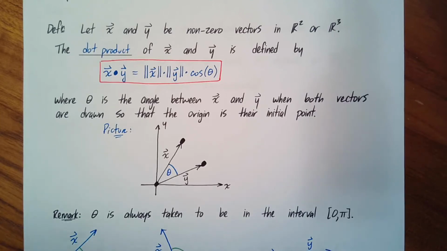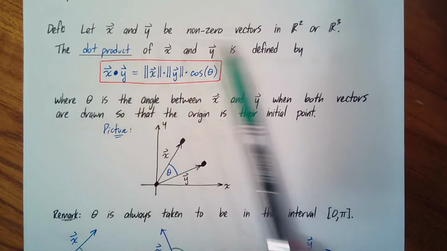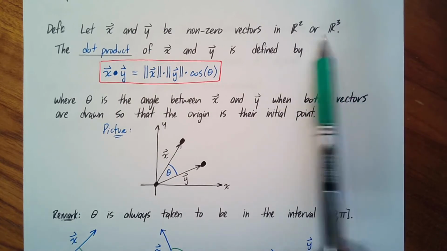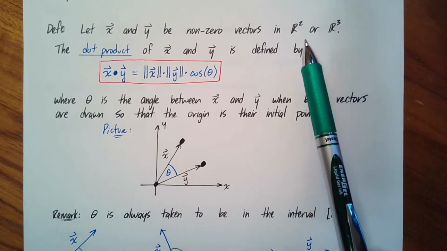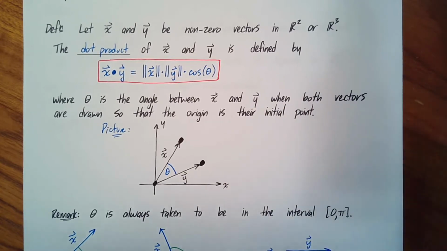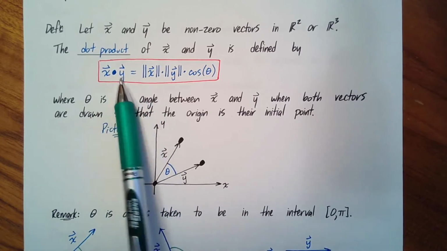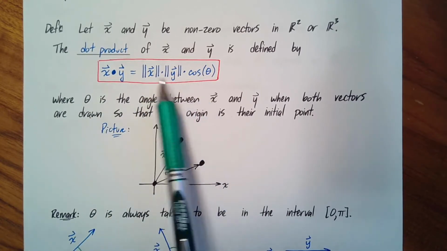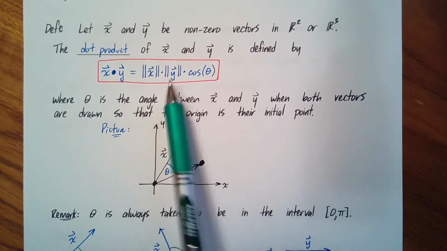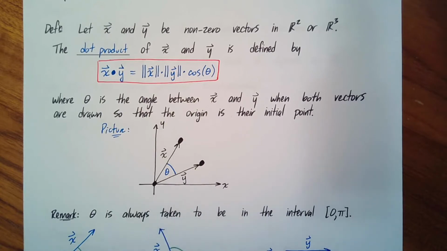Before we move on to the next page, I just want to take one last quick look at the formula for dot product. Remember, if you have two non-zero vectors, x and y, that are in R2 or R3, so that's a restriction you have to place on the vectors x and y in order for this formula to make sense, then we define the dot product of x and y to be the product of three factors: the length of x, the length of y, and the cosine of theta, where theta is the angle between the two vectors. That's the definition of the dot product.